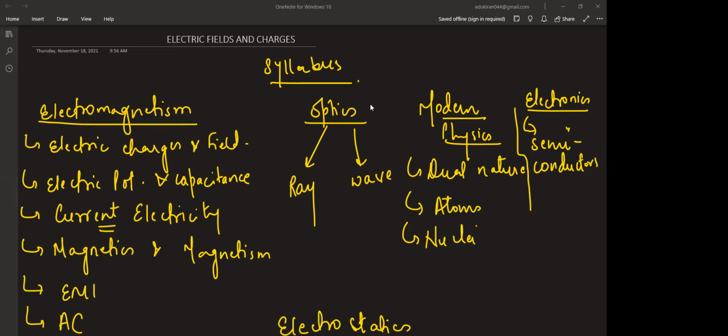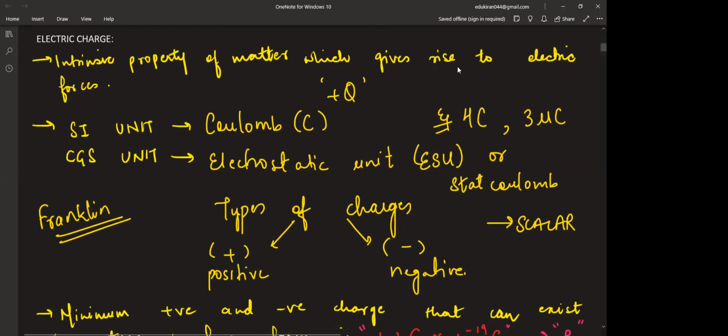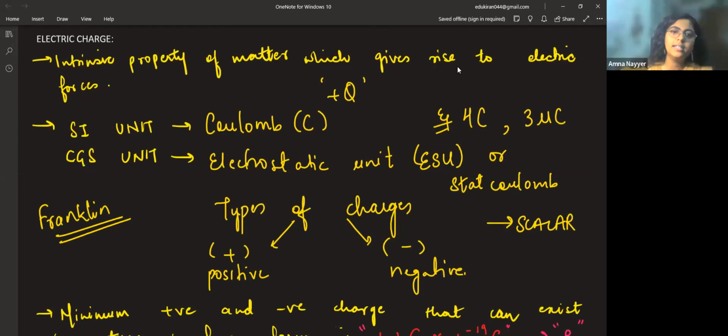Let us see what all things we had seen in the last class. I hope you all have revised it. Electric charge only was the topic that we had completed. So what was electric charge? Electric charge is the basic intrinsic property of matter that gives rise to various other phenomena. And SI unit is Coulomb. Two types of charges existed, positive and negative.